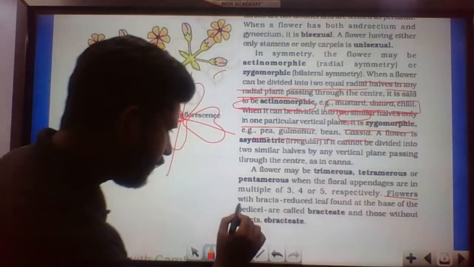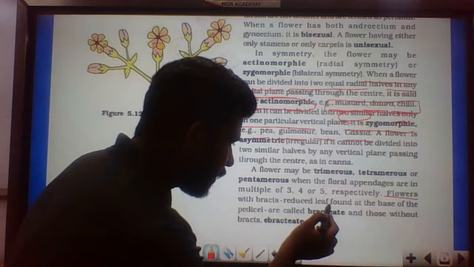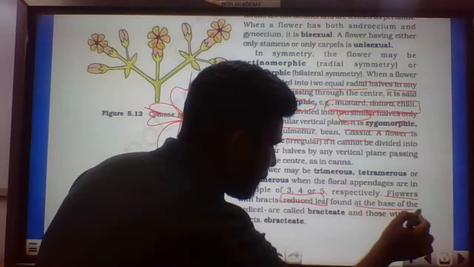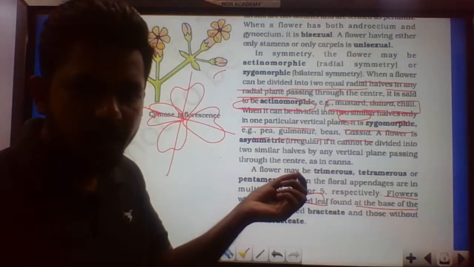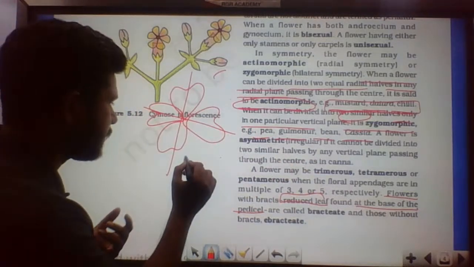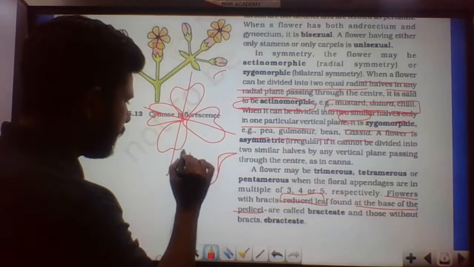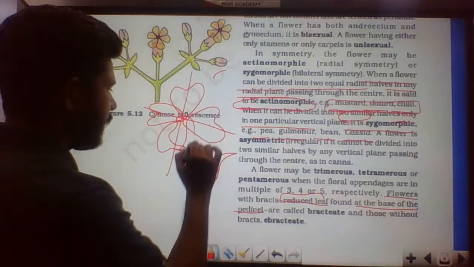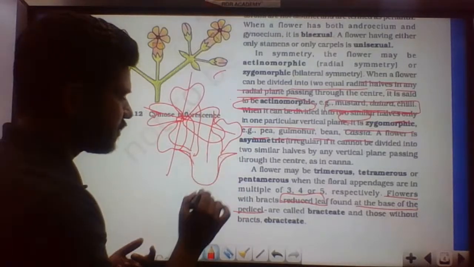So flowers with bracts, reduced leaf found. I mean reduced leaf found at the base of the pedicel. What is pedicel? Pedicel, for example, in this region. Okay. So for example, if we consider this the sepals and the petals, and we know gynecium and androecium, right?